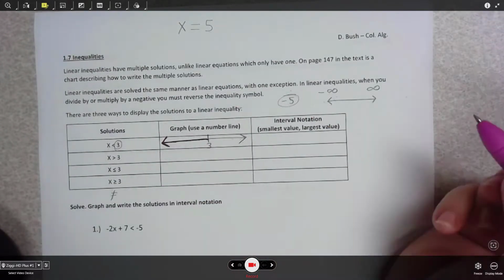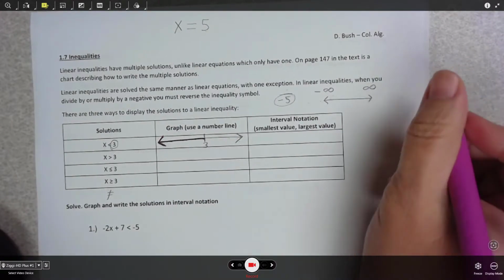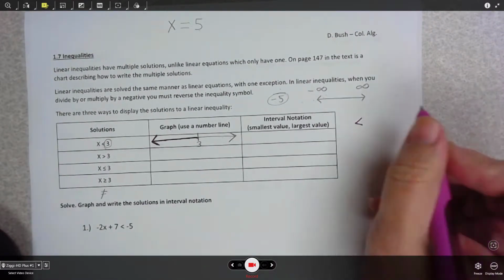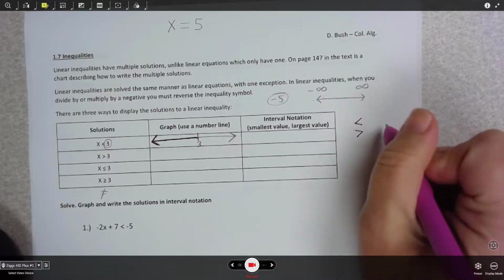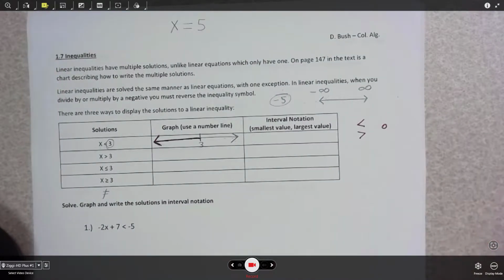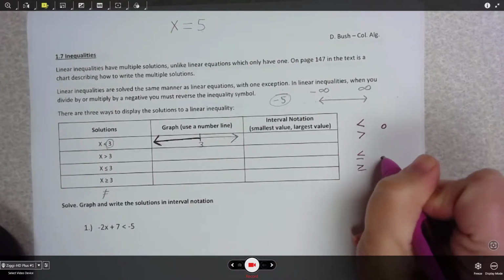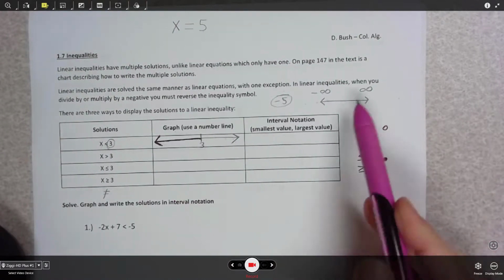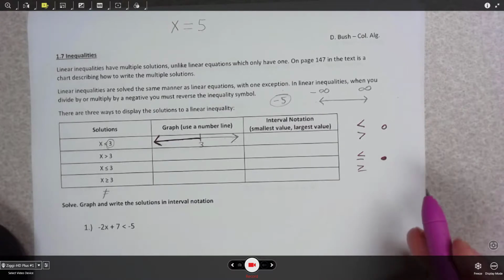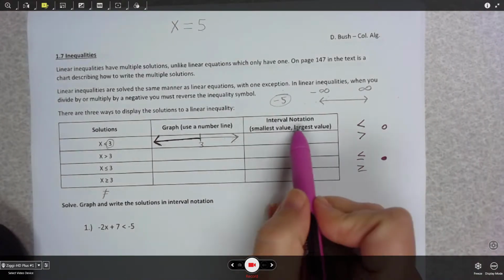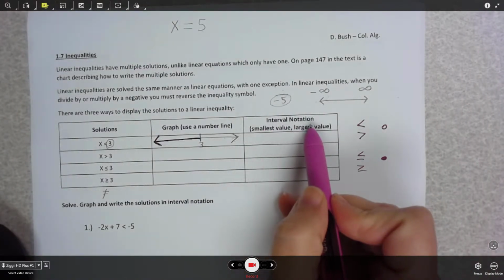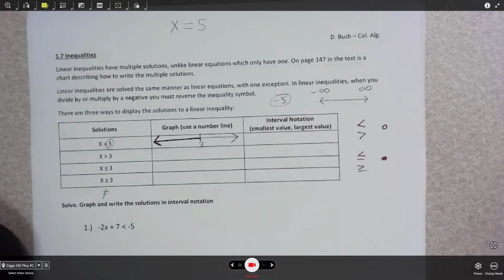Now, when you may have learned about inequalities, you may have, for these two symbols, used an open circle. And then for these symbols, you may have used a closed circle. All right, well, we're going to no longer use those, because we're going to also be writing our answer in interval notation, which requires brackets and parentheses.